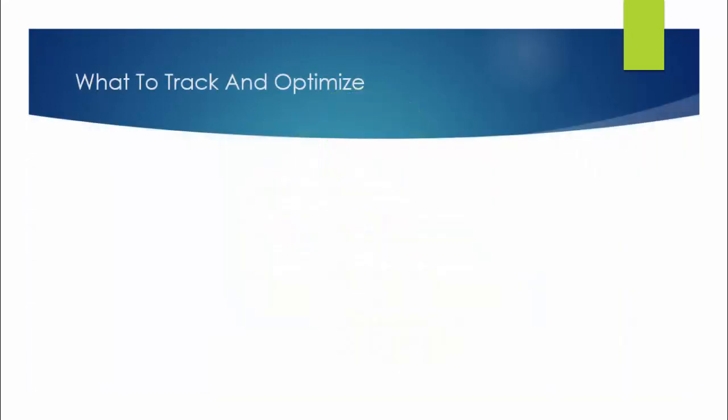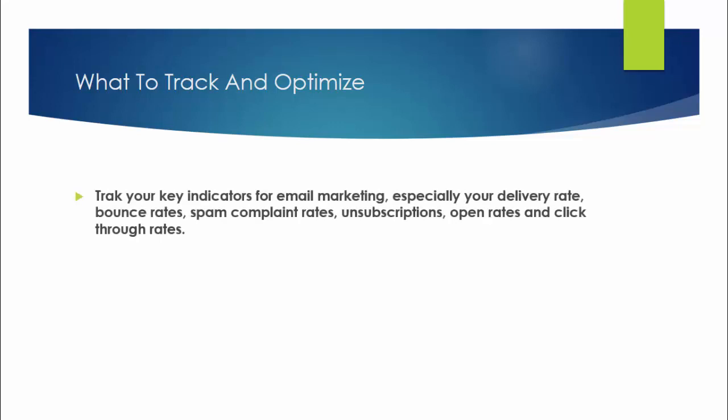Previously, we have talked about key indicators for email marketing, indicators that you need to keep an eye on in order to keep a healthy business and in order to be able to optimize and ultimately to scale your business. Now, here are the things that you want to track and optimize when starting an email marketing business.